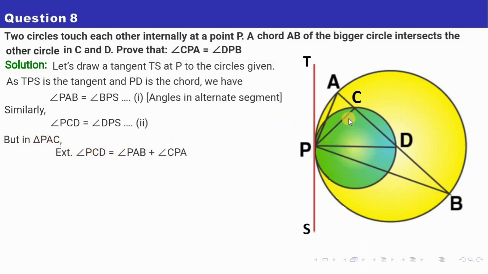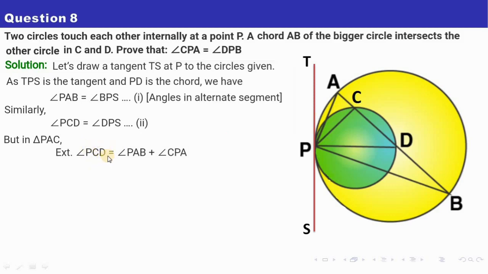So let us have a look at triangle PAC. We are talking about the small triangle out here. In this triangle, angle PCD is the exterior angle, and we know that this exterior angle will be equal to the sum of the opposite interior angles. So what are the opposite interior angles out here? If this is my angle, then the opposite interior angles are this and this, that is PAB, this angle, and CPA, this angle. Hope this is clear to you.